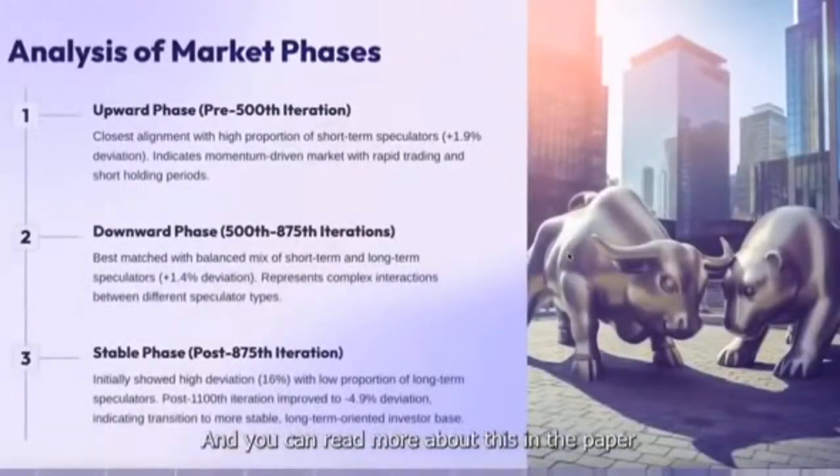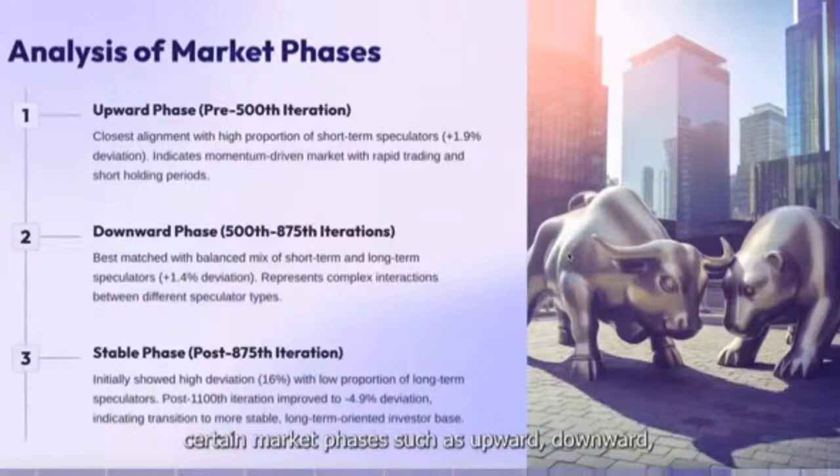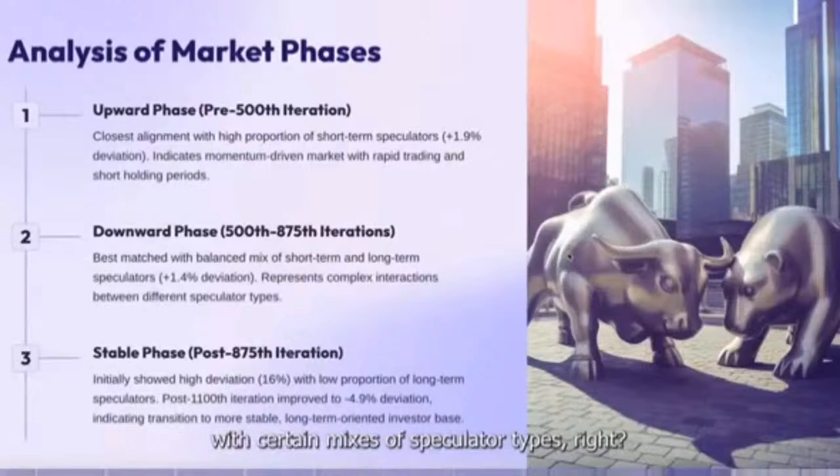And you can read more about this in the paper we published. We also analyzed the market phases, and we saw that certain market phases, such as upward and downward, each one of them seems to be best matched with certain mixes of speculator types. And again, this also follows common sense.